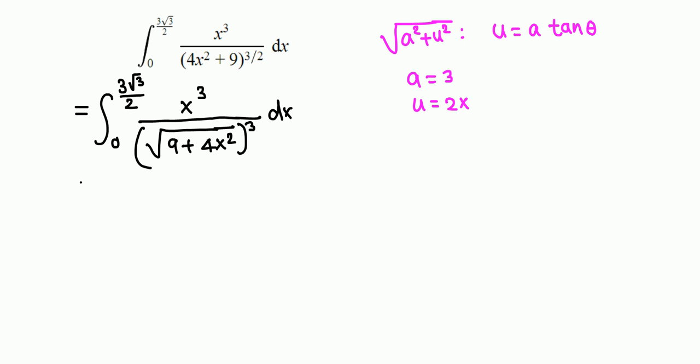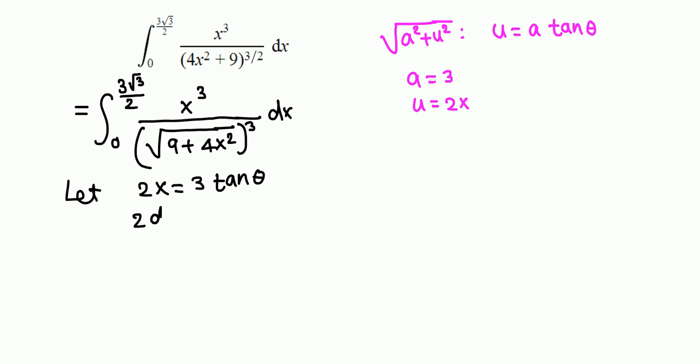So we make the substitution, let u equal a tangent theta. So u means 2x, so 2x equals 3 tangent theta. This substitution will make the radical sign go away. Okay, so we make this substitution, and now we want to convert everything in terms of the new variable theta. For that, let's find the derivative of both sides with respect to theta.